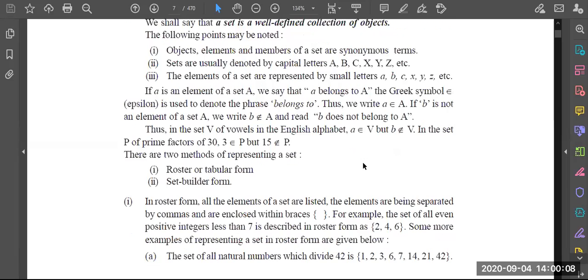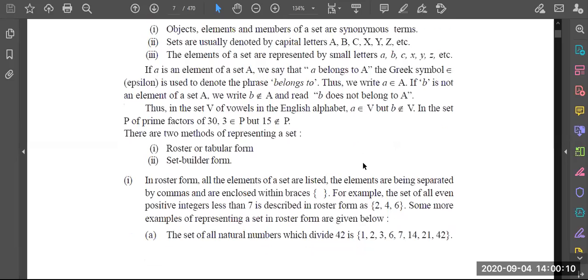Now just see this. If I tell you, write the set of all natural numbers which divide 42. It's a given example. So I have to write all the factors of 42, all natural numbers.